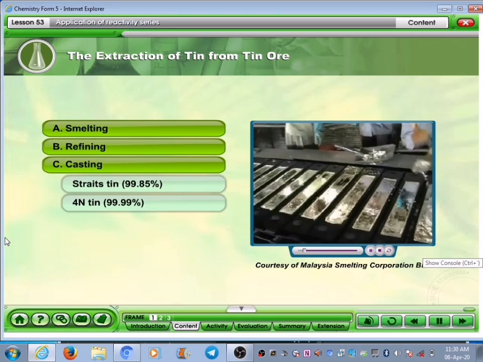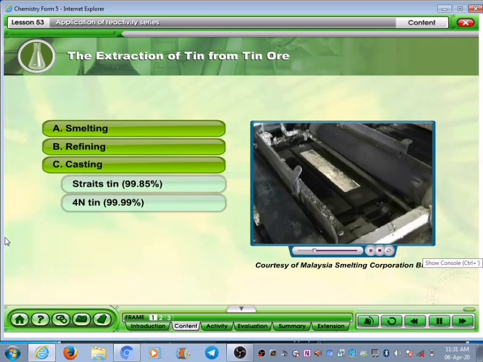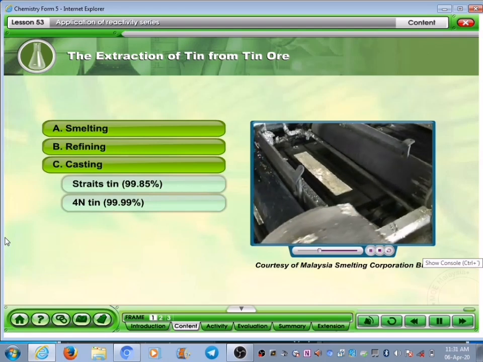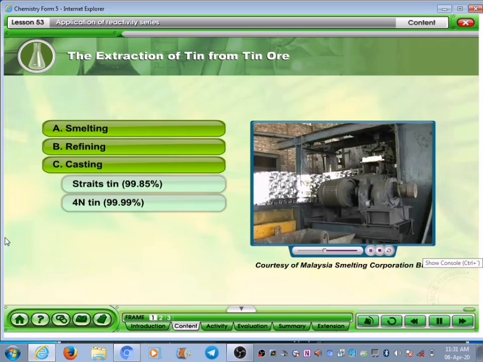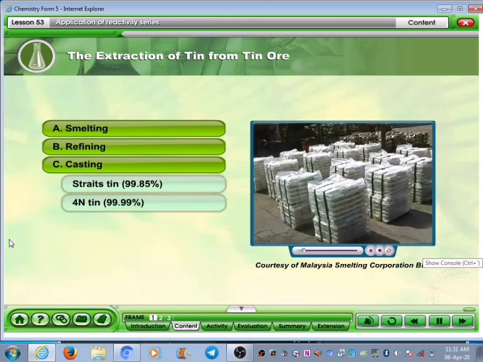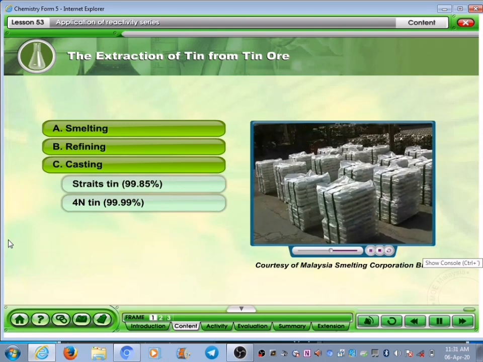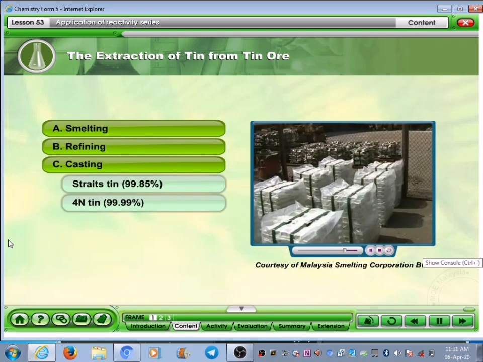The molten refined tin of minimum purity of 99.85% is cast into ingots. Each ingot is approximately 29.5 kilograms and each bundle 1000 kilograms. There are exactly 34 ingots per bundle. The 4N tin is 99.99% pure and is used in the electronics industry.